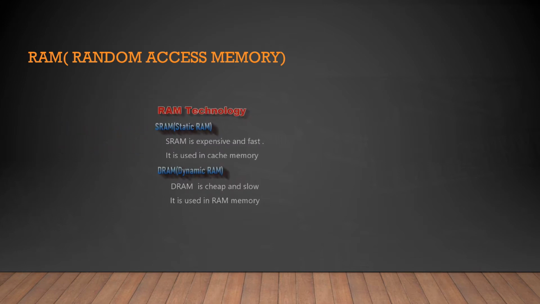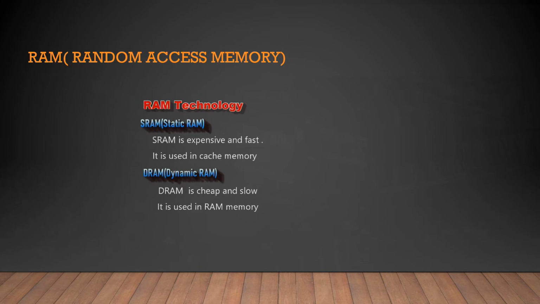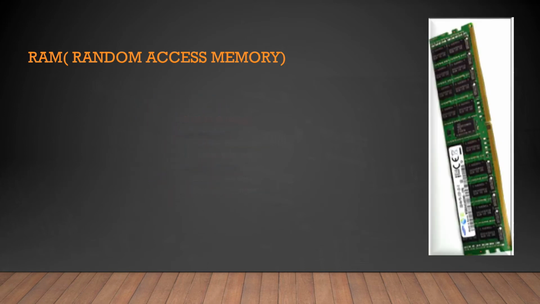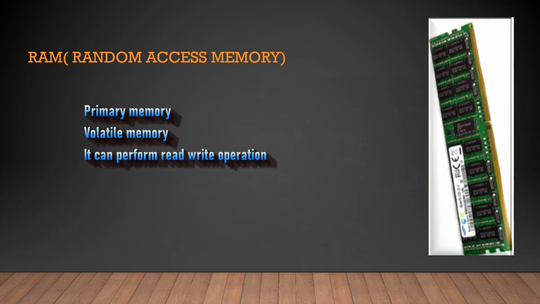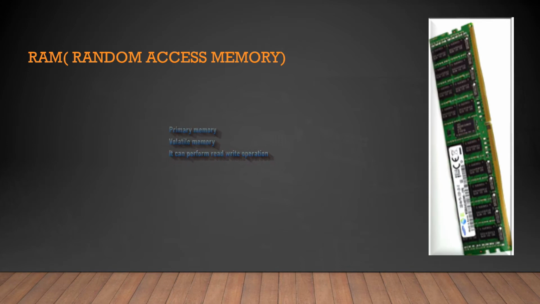SRAM is expensive and fast. It is used in cache memory. DRAM is cheap and slow. It is used in RAM memory. Points to remember, RAM: Primary memory. Volatile memory. It can perform read-write operations.